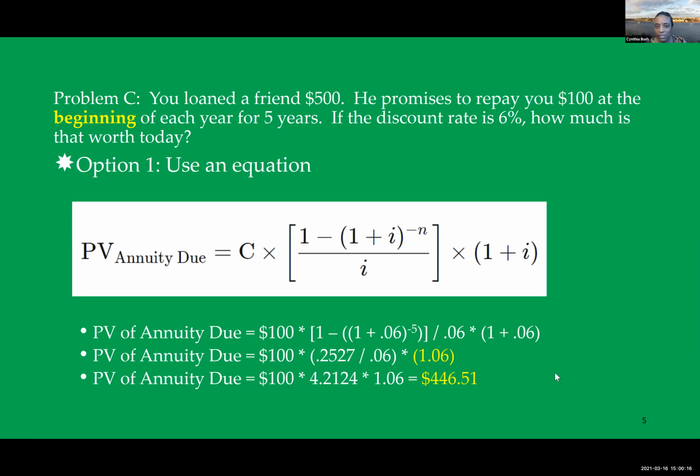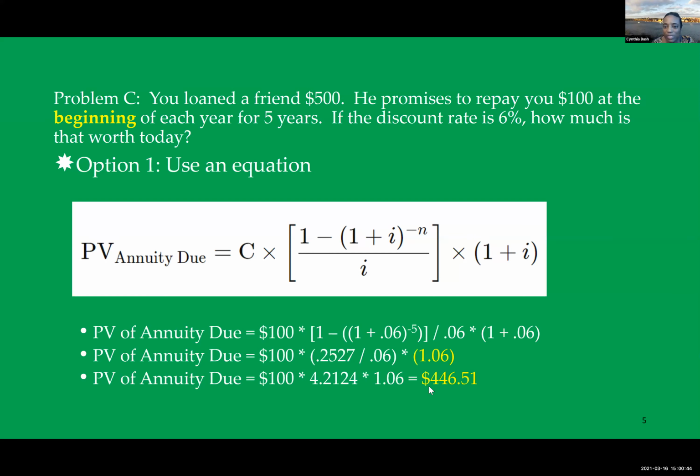So what this says is I loan my friend $500 today. My friend is going to repay me $100 a year at the beginning of every year for the next 5 years. It's an annuity due. But the present value of that stream of payments that my friend is paying me is only worth $446.51.